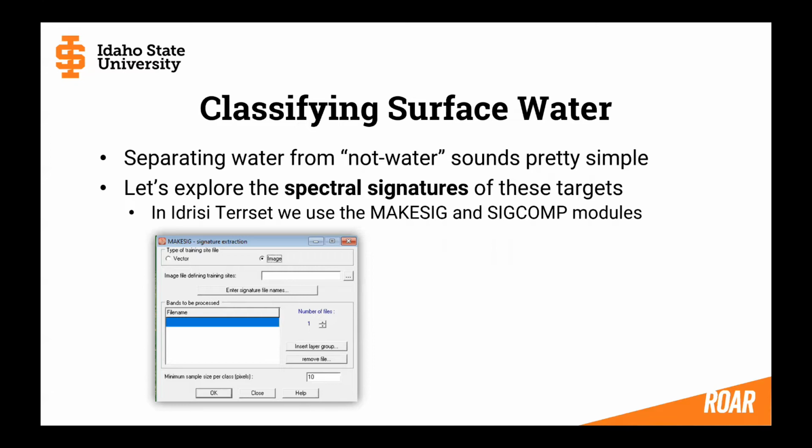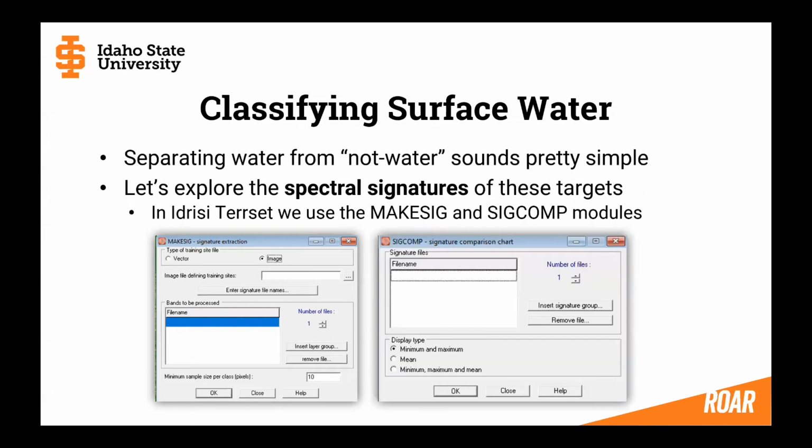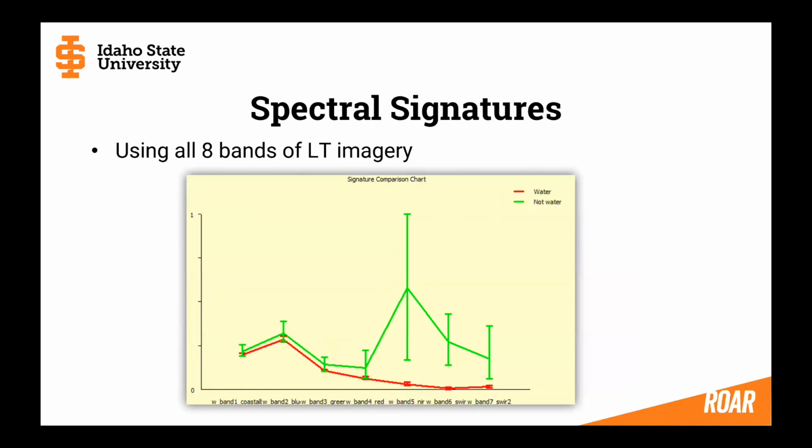So what we're going to do is start by exploring what's called spectral signatures of these target and non-target features. So in Idrisi TerraSet, the tool is called MAKESIG. So we make a spectral signature file. And then we're going to use the SIGCOMP modules. Think of those as geoprocessing tools, the word modules. So MAKESIG, pretty easy process. Again, we fill out this dialog, we click OK, and then we run SIGCOMP, signature comparison chart is what it's going to create for us. And this is what we get.